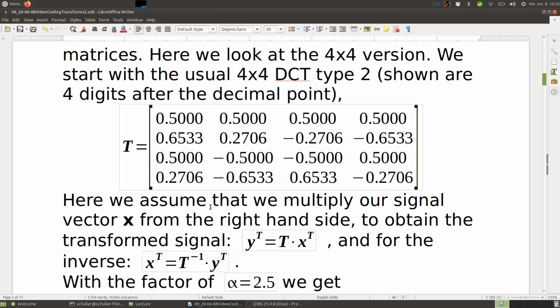And now we assume that we multiply our signal vector x from the right hand side. So we have y equals x times T to obtain the transformed signal. So here y transposed, because this should be a column vector, equals T times x transposed. And for the inverse, you get x transposed equals inverse T times y transposed.